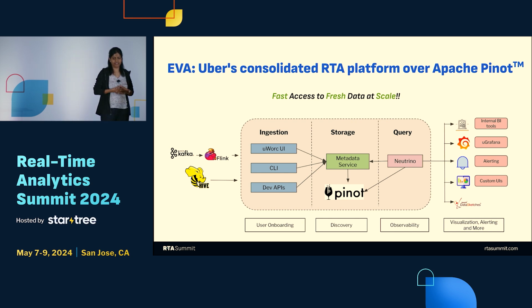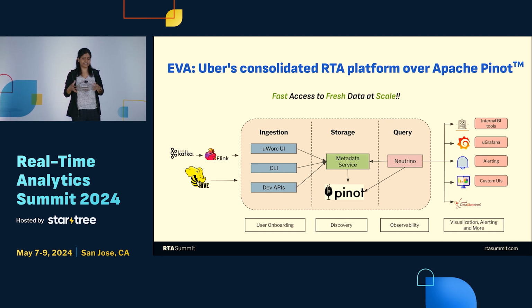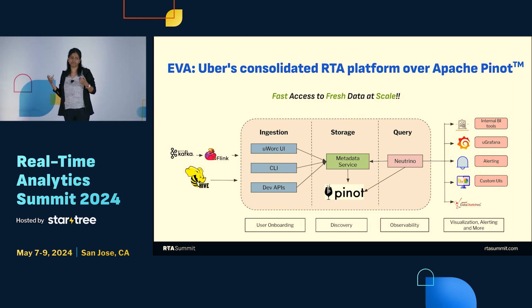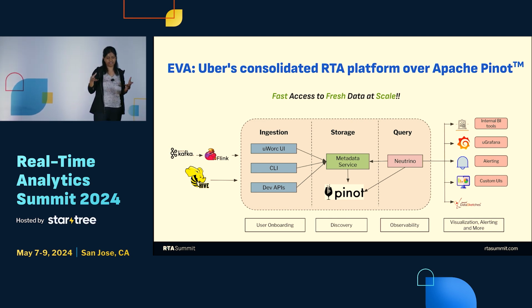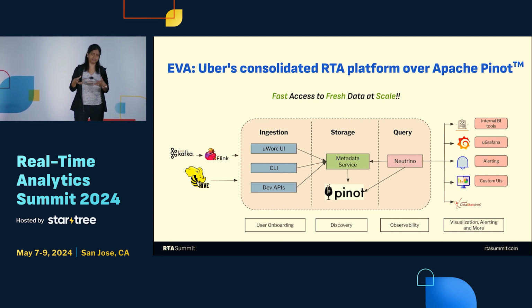On the storage side, we also have a layer for the metadata service. It has integration with other ecosystem components at Uber, to name a few, like Databook, where the user is able to see the schemas of their table after the table is created. Those kinds of integrations are made possible with the metadata service. And the core, where all the magic happens, is Pinot.